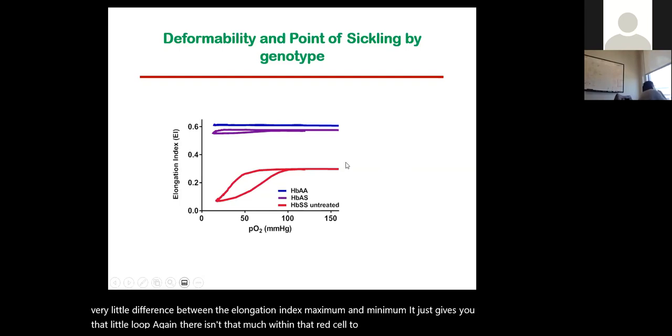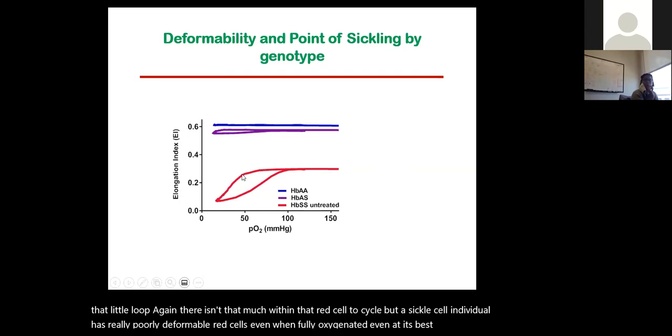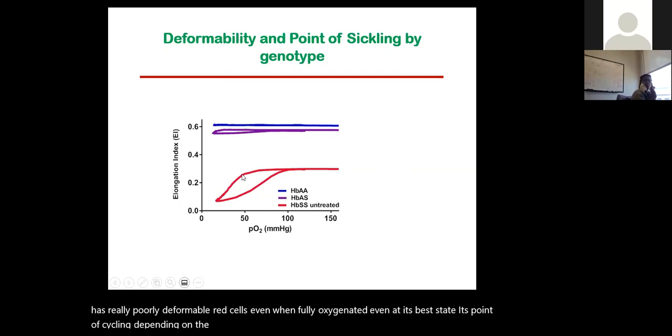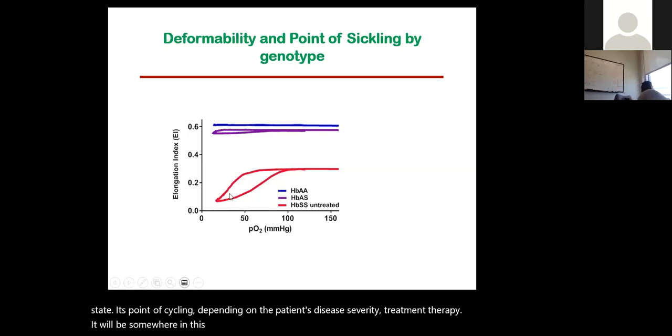But a sickle cell individual has really poorly deformable red cells, even when fully oxygenated, even at its best state. Its point of sickling, depending on the patient's disease severity, treatment, therapy, will be somewhere in this range. And at some point, some PO2, the red cell will begin to sickle, and you'll have worse and worse deformability until you hit your elongation index minimum.